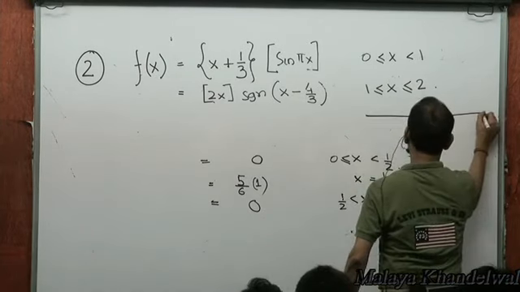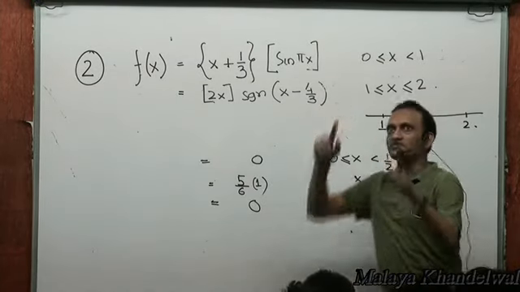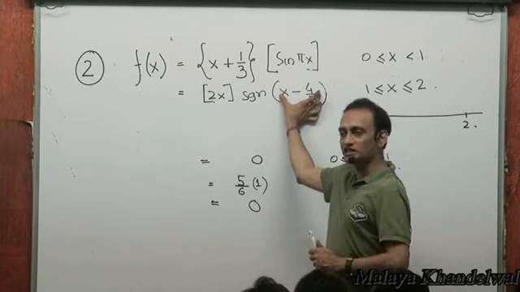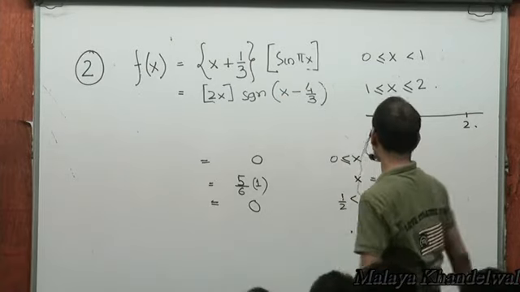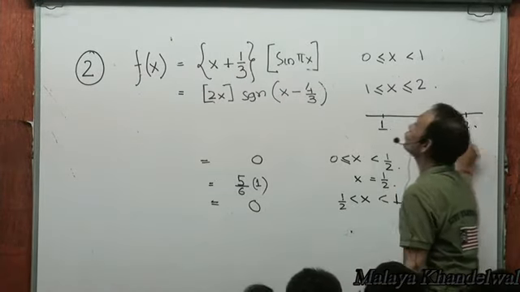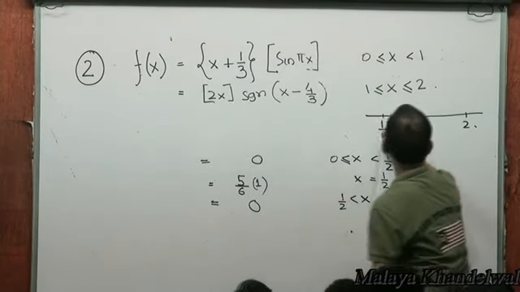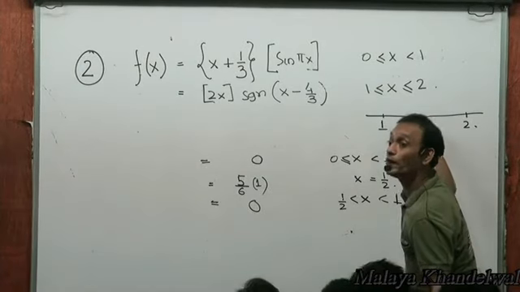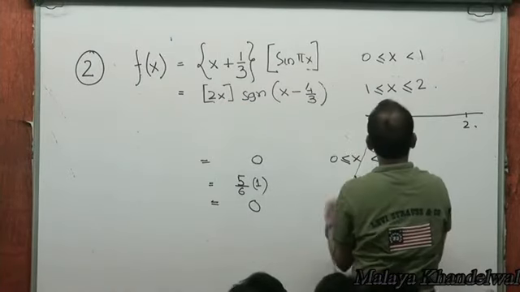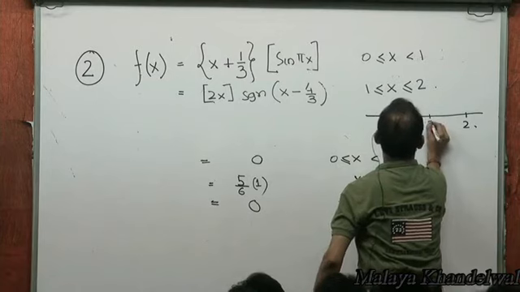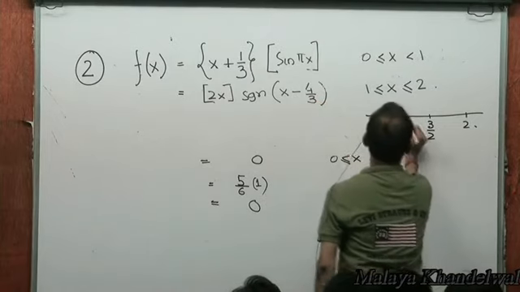1 to 2. Now signum of something changes behavior when that something changes sign. This changes sign at x equal to 4 by 3. Now in the interval 1 to 2, this changes behavior every time 2x is an integer. 2x is an integer at 1, at 2, and at x equal to 1.5 also. At x equal to 1.5 also 2x is an integer, right? So then x equal to 1.5 means 3 by 2, there is change of behavior, right? At x equal to 4 by 3, this changes behavior.